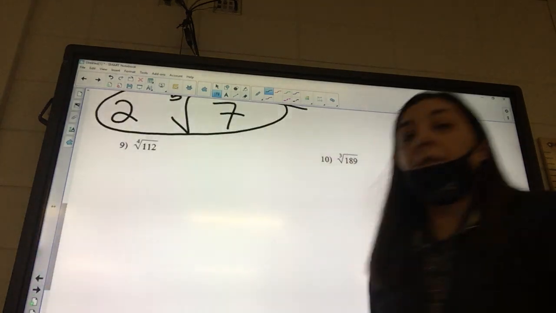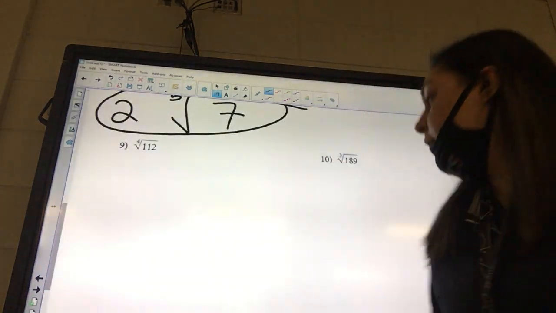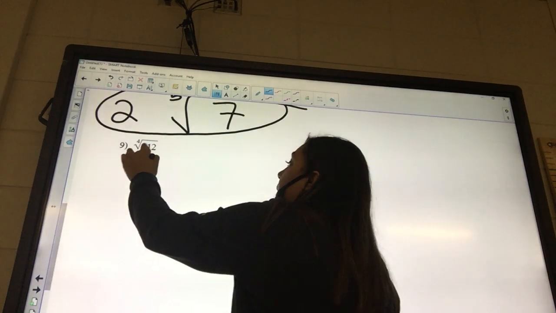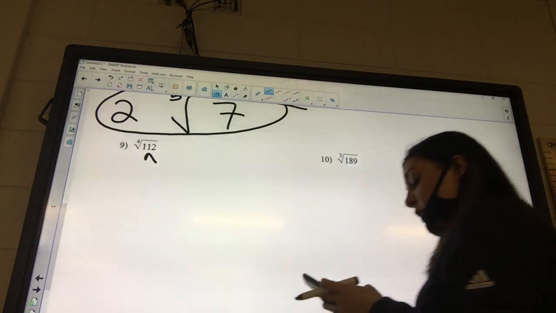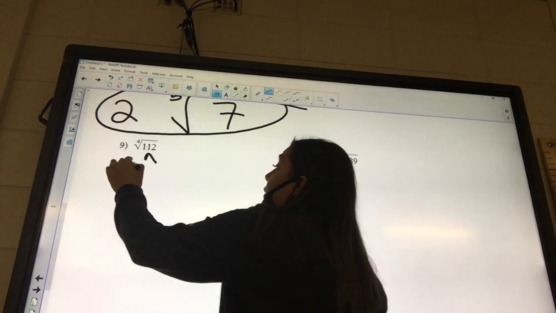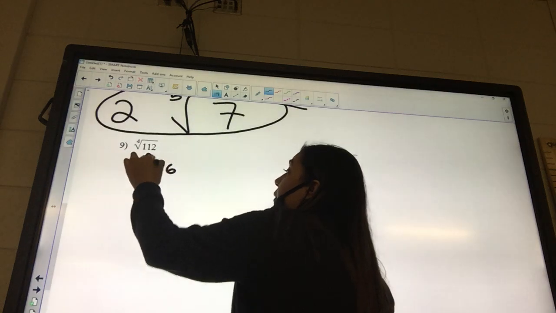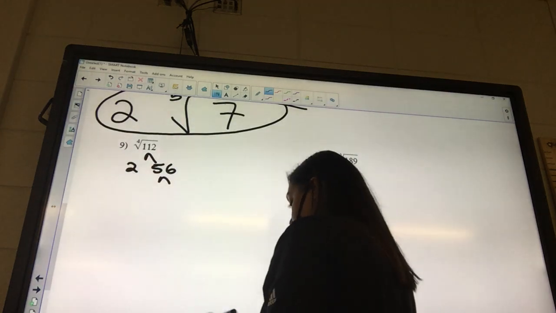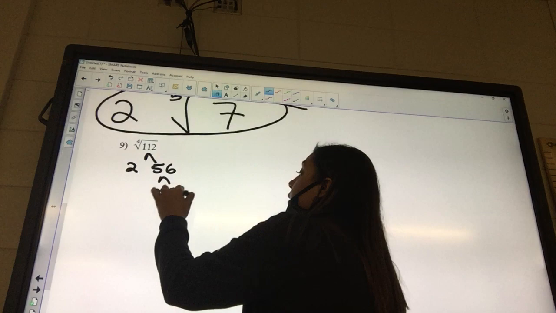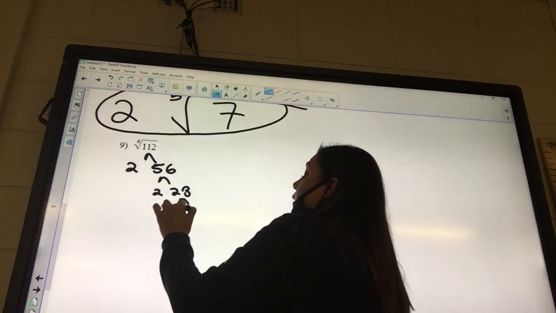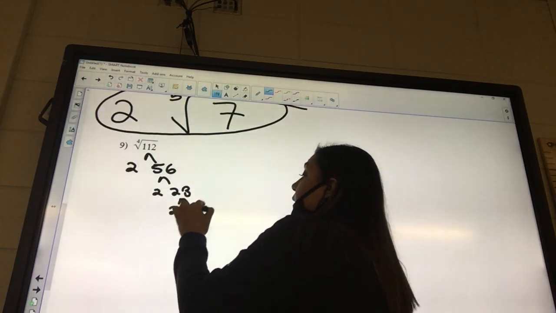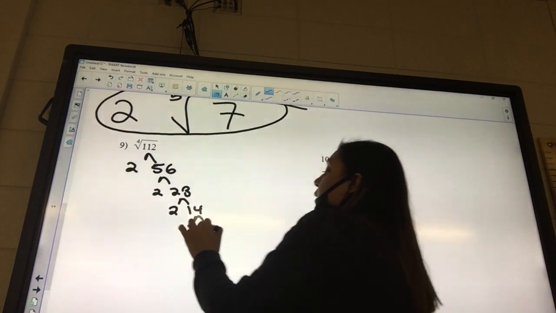Okay, look at 9. We need some factors of 112. Okay, and if you don't like doing the tree, you don't have to. If you prefer doing it on the calculator, you can do that. Either one works. 2 and 14, 2 and 7.